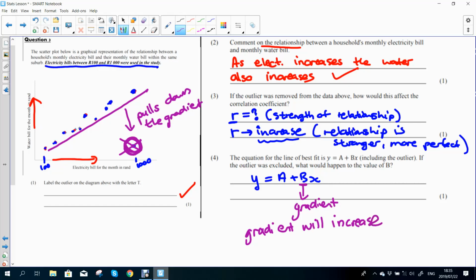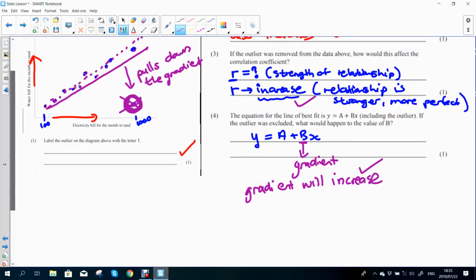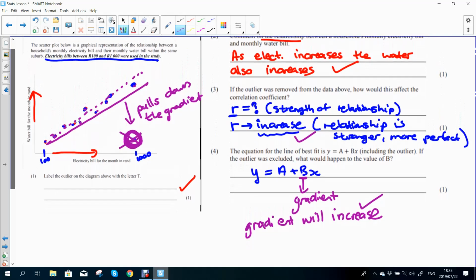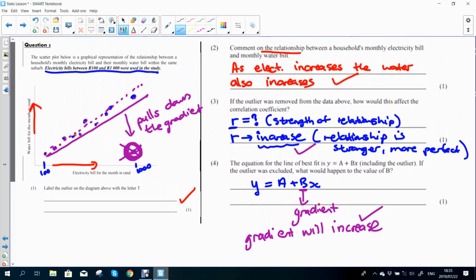If you have this point there, it's going to pull the gradient down, so it will decrease. But if this point is not there anymore, immediately if you draw this line in, the gradient will increase, because now you want the same amount of dots at the top as at the bottom of the straight line of best fit, and that's more or less how the line's going to look like. So your gradient will increase. It's lovely questions. They love asking these questions to test your understanding of what a line of best fit is and how it's influenced by the dots on your diagram.